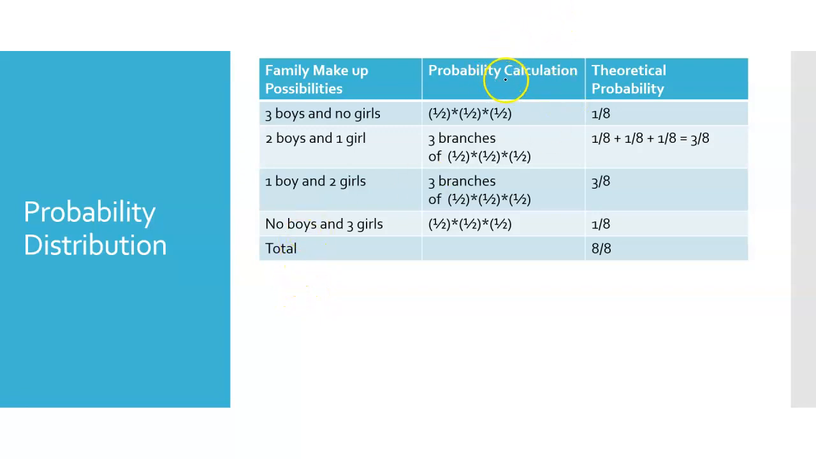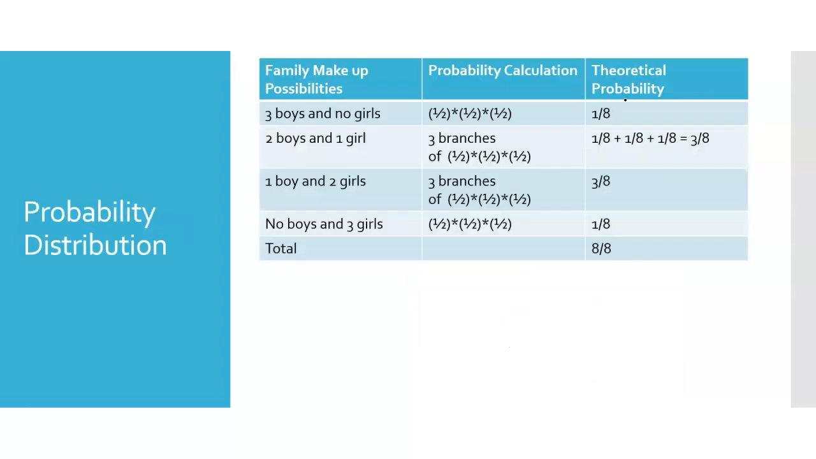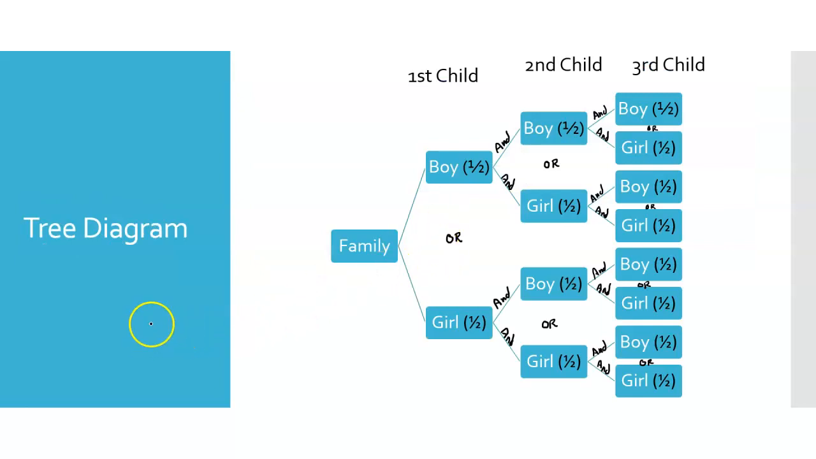So now let's calculate this probability. If we go back, if we're looking for 3 boys and no girls, that's this first branch here on our tree. So it's 1/2 and 1/2 and 1/2. If you recall, and statements are multiplication. So it's 1/2 times 1/2 times 1/2, which is 1/8. 1 times 1 times 1, 2 times 2 times 2. Now 2 boys and 1 girl. It says there's 3 branches of 1/2 times 1/2 times 1/2.